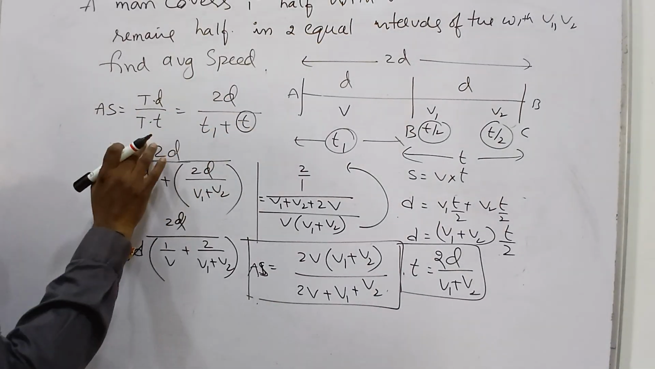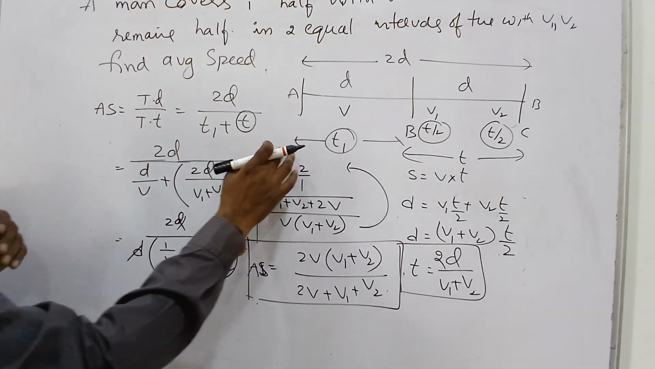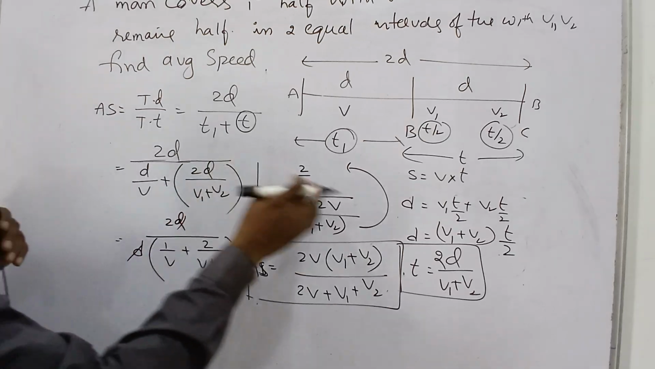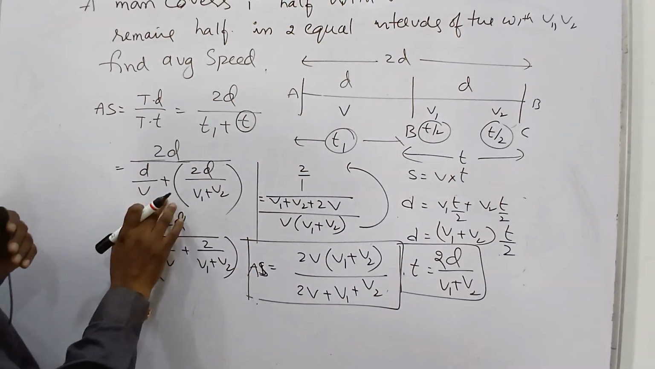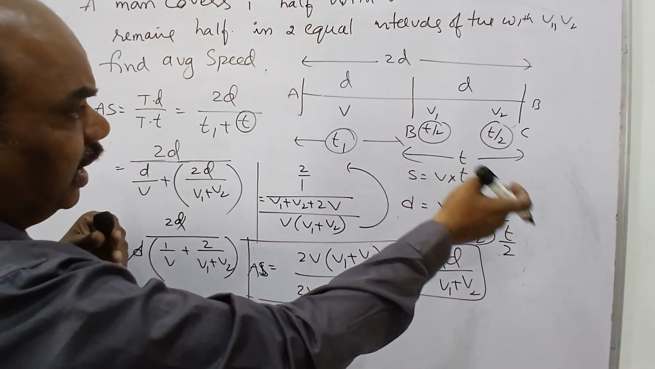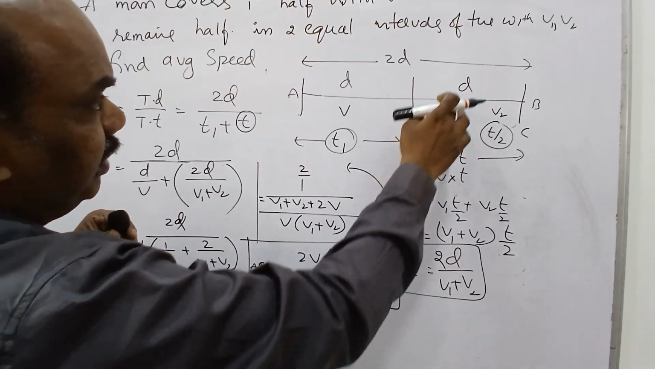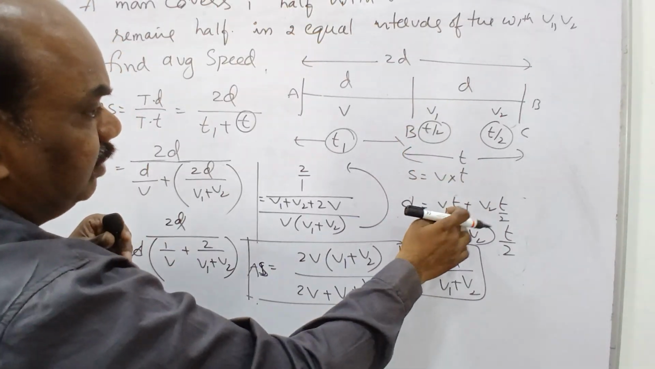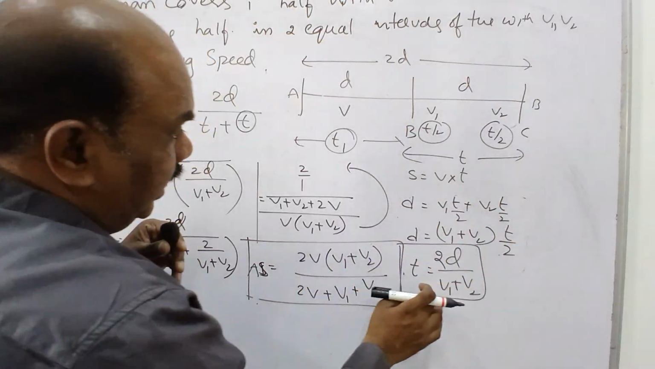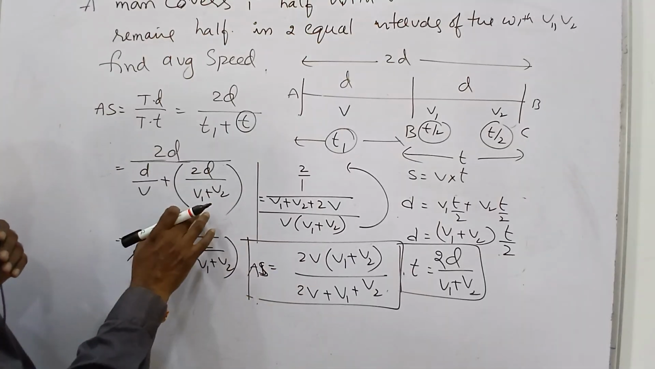Total distance by total time is the formula. Total distance is 2d. Total time is a scalar. First half part I am taking as t1, second half part t. 2d by time is equal to distance by speed, d by v plus second half time. For the second half time you need to add t by 2 plus t by 2. How do you get t by 2? Distance equals speed into time. Speed is v1 into time t by 2 plus speed v2 into time t by 2. Now distance equals t by 2, t common, v1 plus v2. I want t, cross multiply, 2d by v1 plus v2, substitute here and simplify it.